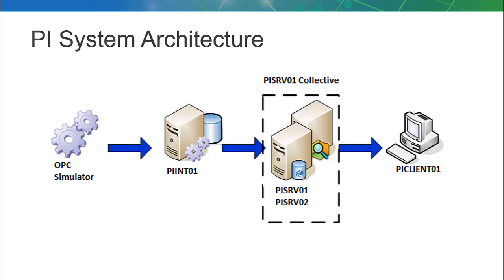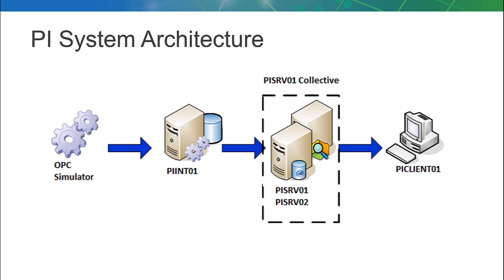Finally, let's go over the PySystem architecture in this lab. We have set up a very simple PySystem architecture for this course with one data source, one interface, one AF server, and one data archive collective. A collective is the recommended method for high availability for data archive to ensure that you always have a backup server in the event that your primary becomes unavailable.